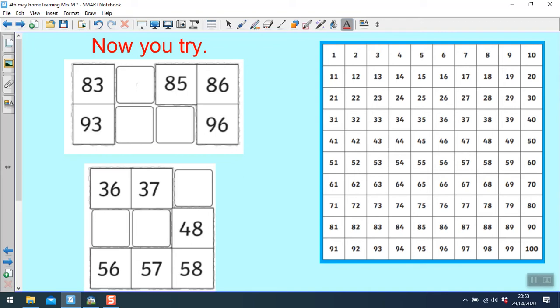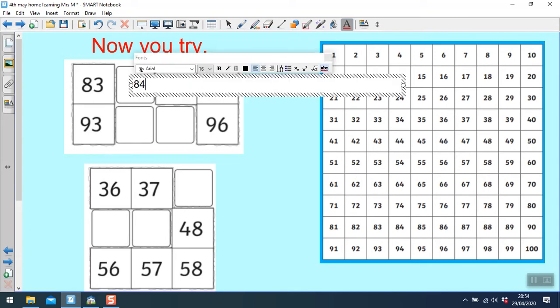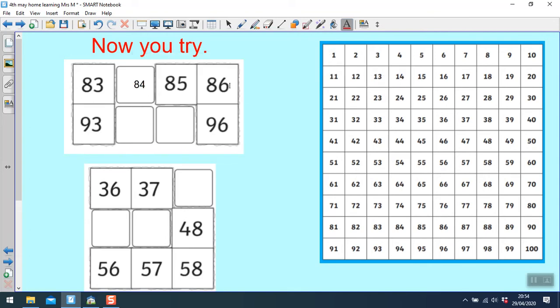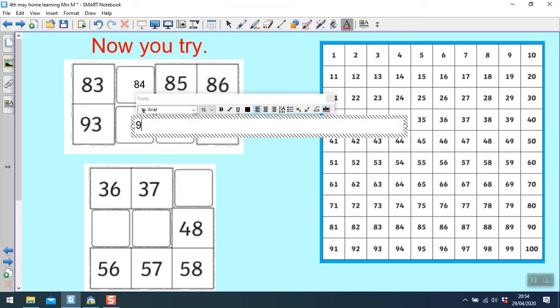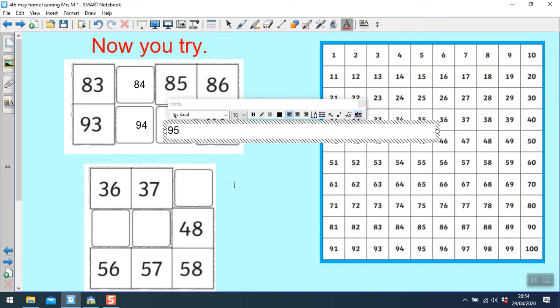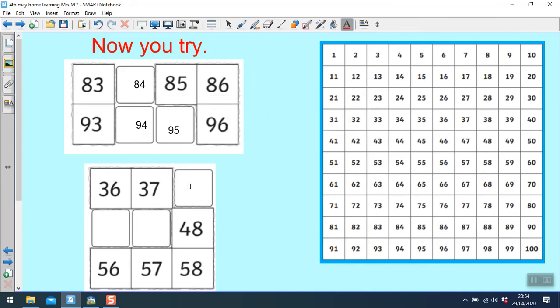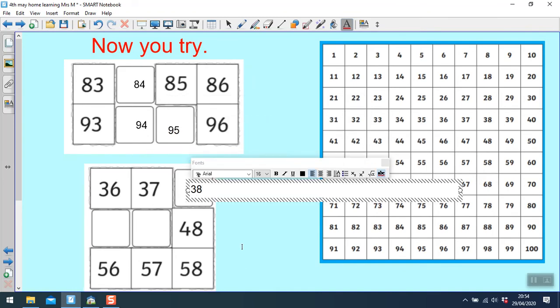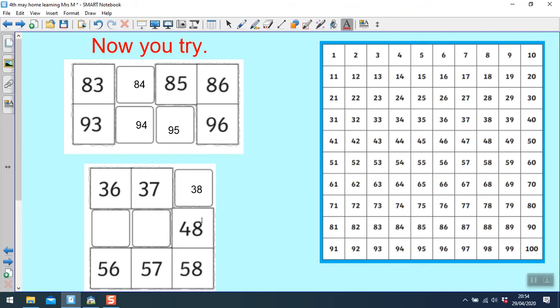So I know that as I move towards the right, you're just adding on 1. So 83, 84, 85, 86, 93, 94, 95, 96, 36, 37, 38. Moving down, I'm adding on 10, 48, 58. As I move to the left, I'm subtracting 1.